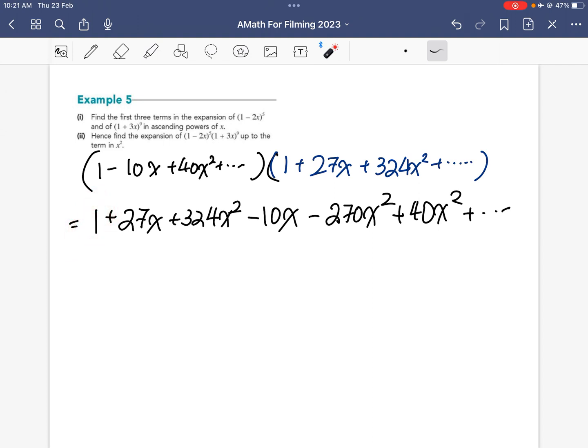Now I start to collect terms. 1 is by itself, there are no other like terms. Then 27x minus 10x will give me 17x.